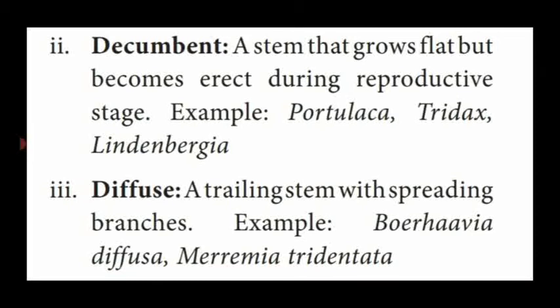Next one, diffuse. This is the trailing stem with spreading branches. They are producing a number of branches. Example, Boerhaavia diffusa, Merremia tridentata. So these are the different types of trailers: procumbent, decumbent and diffuse.